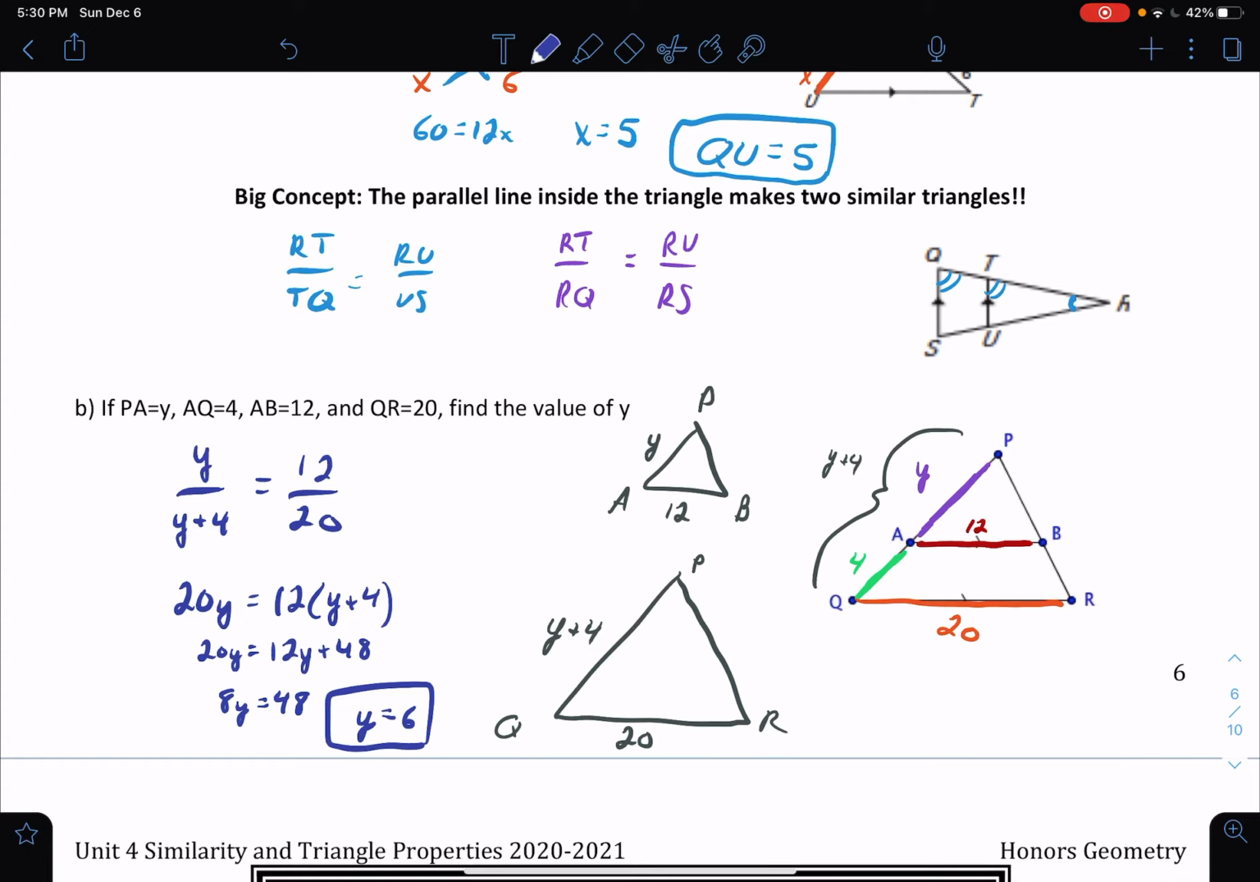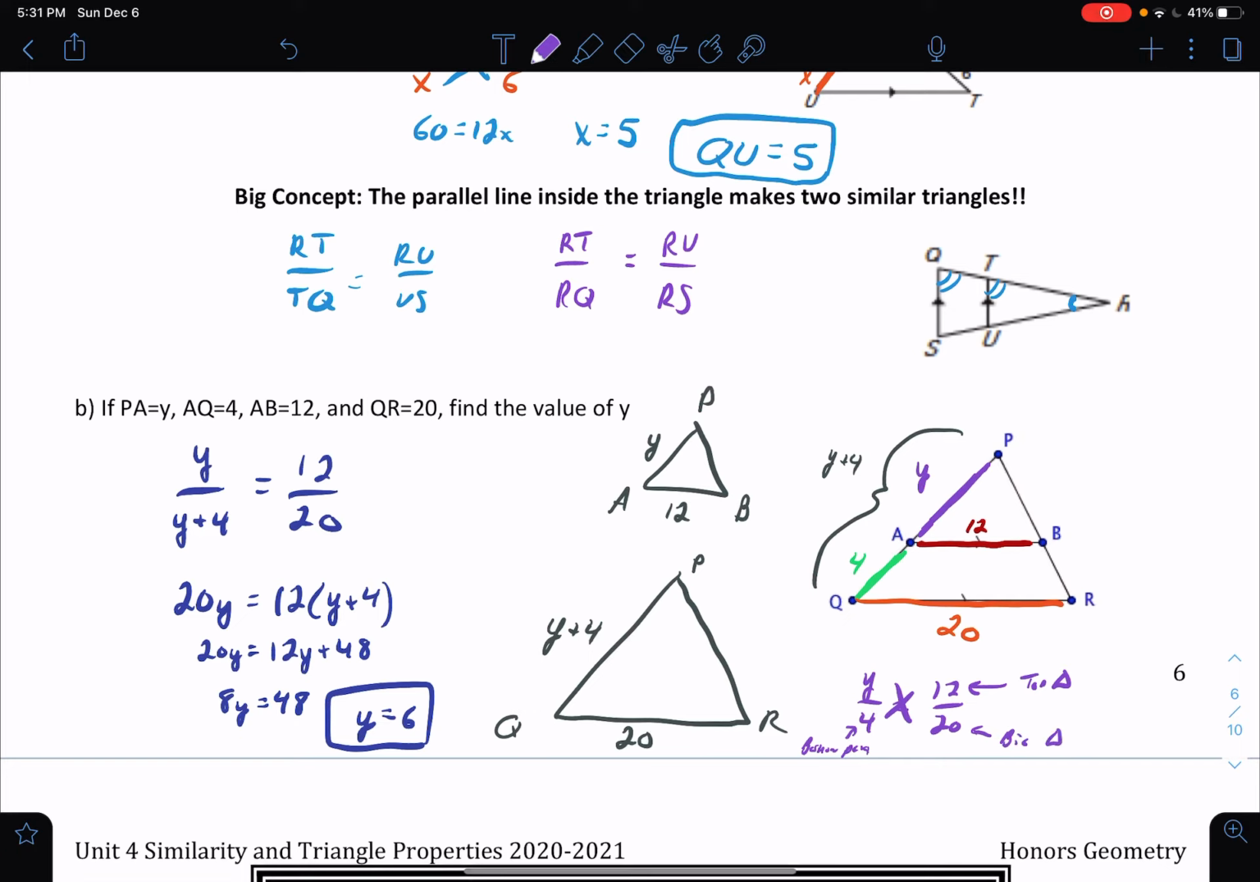Okay? So make sure you pay attention to that one because that's a good quiz or test question. Because I do not want, and let's make sure we understand this, I do not want y over 4 equals 12 over 20. Okay? These two ratios will not equal each other because this belongs to the top triangle, 4 belongs to the bottom part, and 20 belongs to the big triangle.